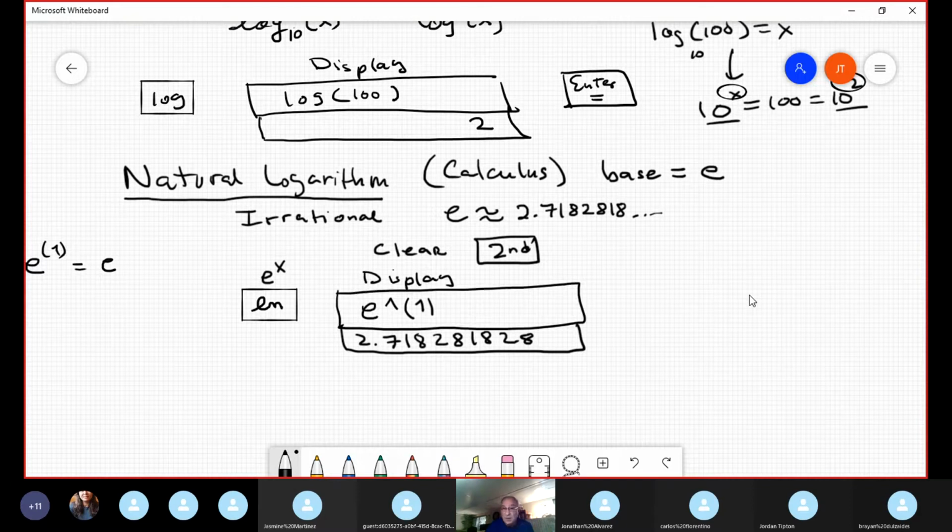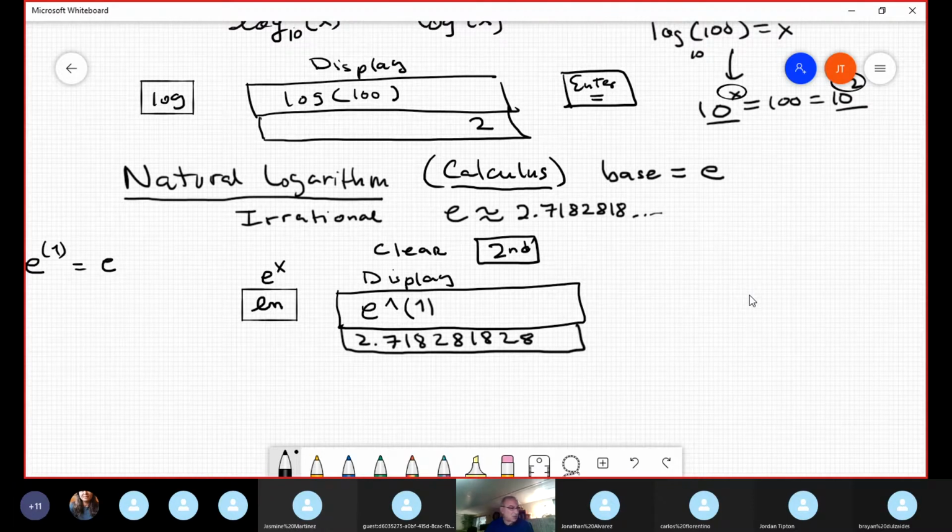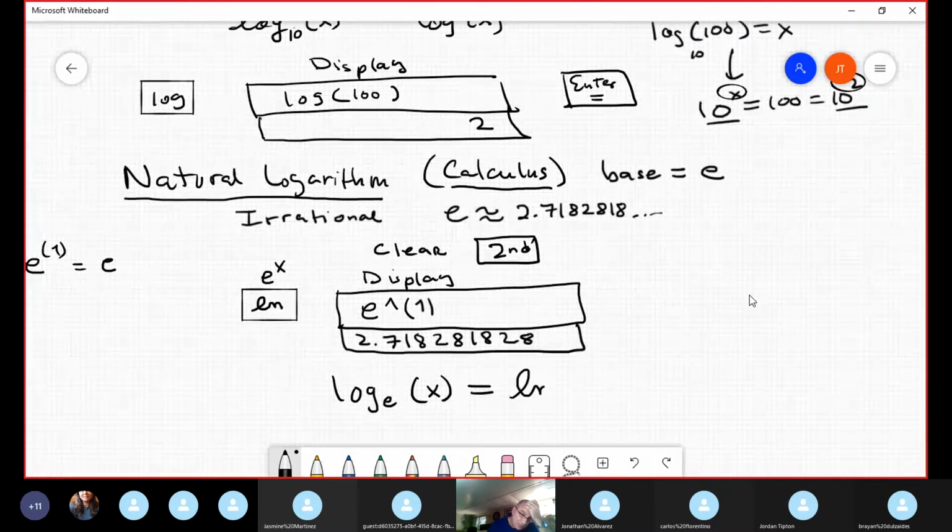Okay, so this is the E. E is what we use in calculus, and we use it also here because when you study applications, some applications are simulated using the natural logarithm. So E is the base of the natural logarithm. And instead of writing log base E of something, the common notation is ln.